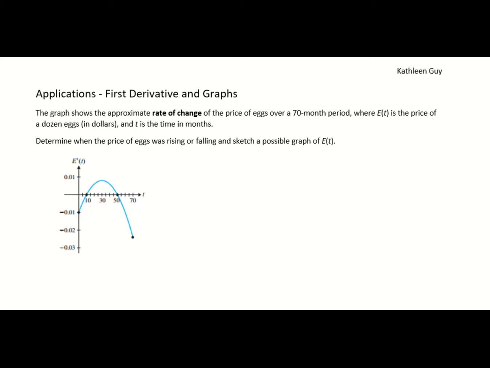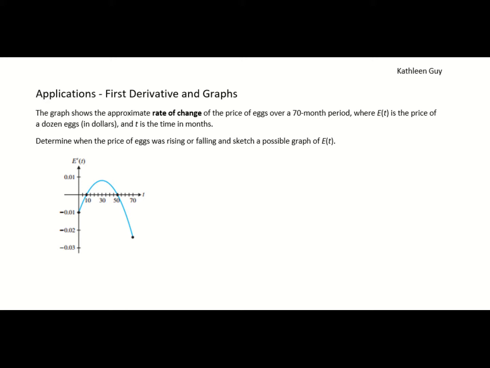Let's do some application problems that involve the first derivative and graphs. So increase, decrease, local extrema, critical numbers. The graph shows the approximate rate of change of the price of eggs over a 70-month period, where E of t is the price of a dozen eggs in dollars and t is the time in months. Determine when the price of eggs was rising or falling and sketch a possible graph of E of t.